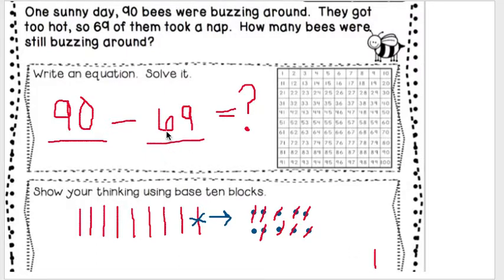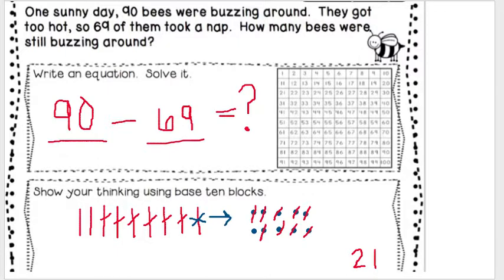I need to go to my tens. I need to mark off 6 more tens. So this one does not count as part of the 6. So 1, 2, 3, 4, 5, and 6. Okay, so now I count how many tens I have left, and I have 2 tens left. So I'm going to put a 2 in the tens place. So my answer for my base 10 blocks is 21.